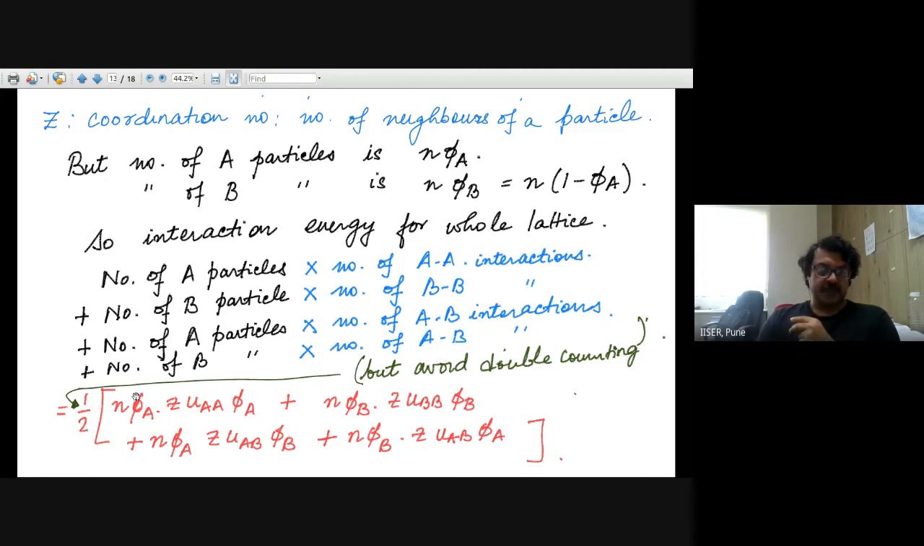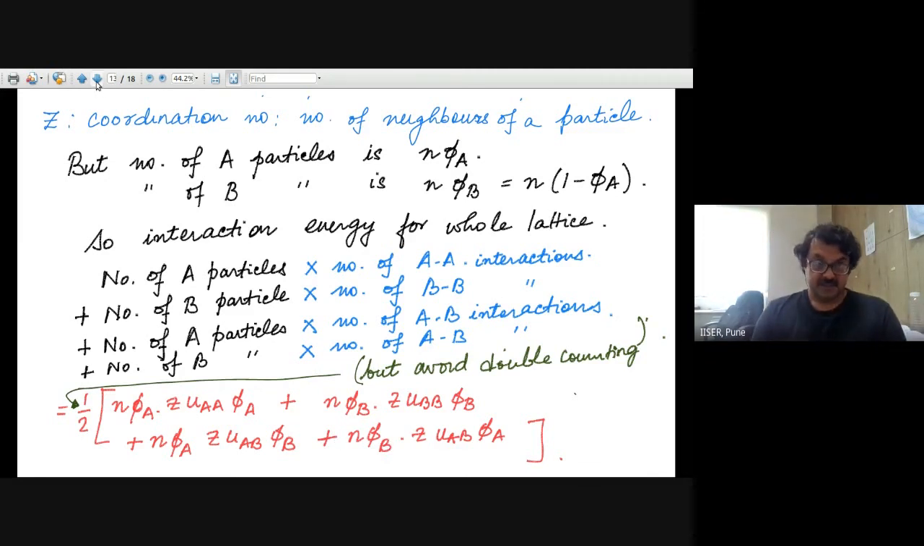So the number of A particles is N phi A. This is the number of AA interactions for each particle, and phi B, the number of B particles, into the number of BB interactions for each particle, and similarly these two terms.